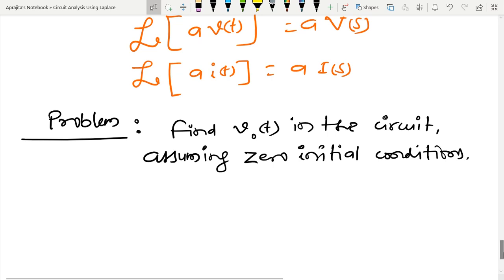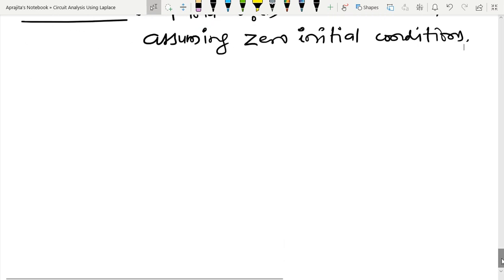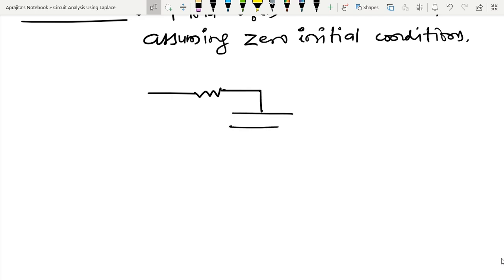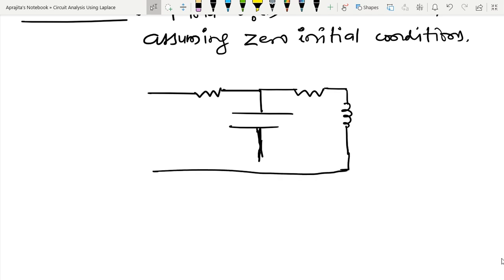So let us draw the circuit. Suppose that I have a circuit like this. I have one resistor, one capacitor, and again a resistor and one inductor. I have a certain kind of voltage source here.